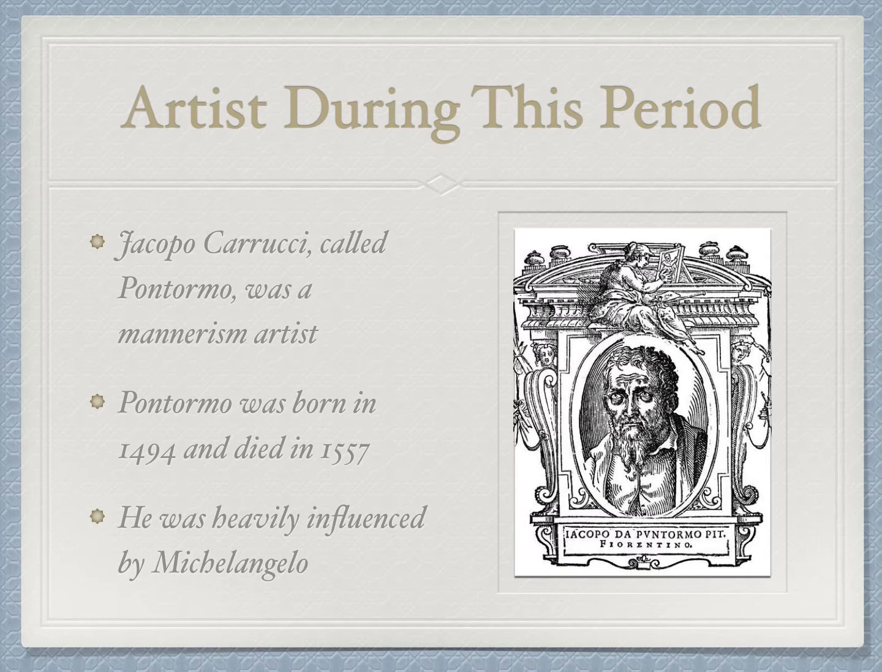An artist during this period was Jacopo Carucci, who was called Pontormo. Pontormo was born in 1494 and died in 1557. He was heavily influenced by Michelangelo, who lived right before him.